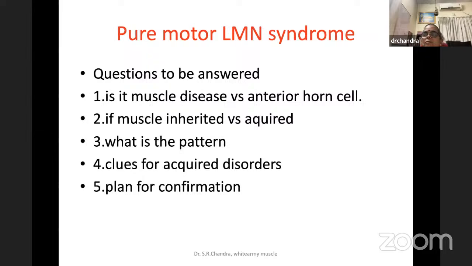So when a patient comes with a pure motor element syndrome, what are all the questions to be asked? We have to ask, is it a muscle disease or an anterior horn cell disease? And if muscle disease, is it inherited or acquired? Then what is the pattern in which the muscle is involved? And what are the clues for acquired disorders? And how are you going to confirm the disease?